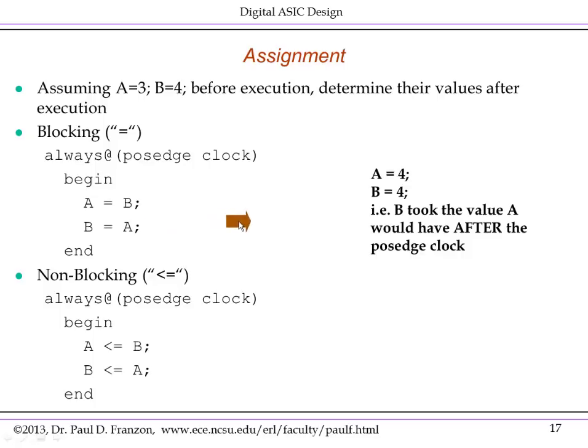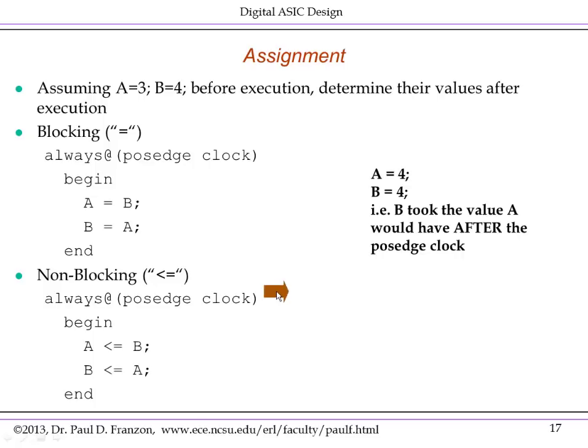However, what this means explicitly is that B took the value that A would have after the posedge clock event is over. Remember, everything between the begin and the end here for all the posedge clock events is made to look like it's all happening at the same time. So what we're seeing here are the values of the outputs of the flip-flops, the Q outputs of the flip-flops, after the posedge clock event is over. And notice B is taking that next value of A, not the value of A that was stored on the flip-flop before the posedge clock event. We'll come back to that in a moment.